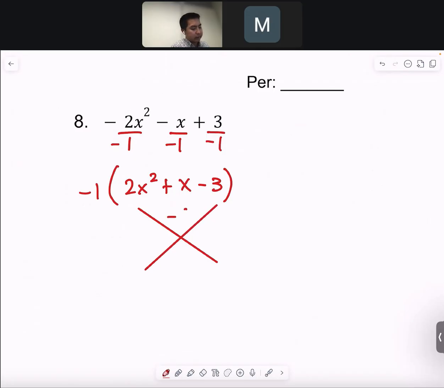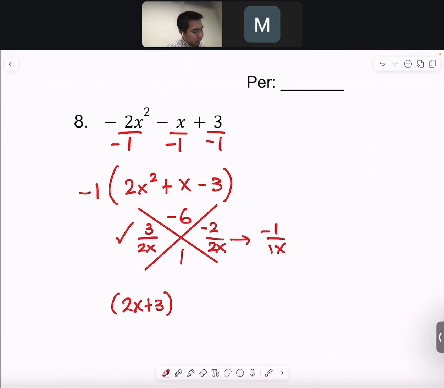A times c, 2 times negative 3 is negative 6. The b value is 1. So the two numbers that multiply to negative 6, but when added give you 1. That's 3 and negative 2. And we divide these both by the a value, which is 2. This one's fine. This one, you could simplify the fraction by dividing top and bottom by 2. So bottoms up, 2x plus 3, and x minus 1. And again, do not forget the GCF bandit, the negative 1.